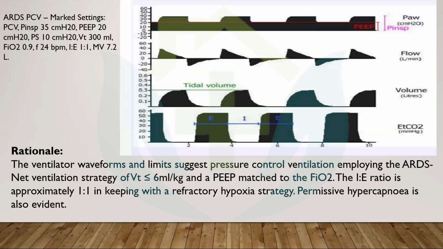What you can see in this, if you see it clearly, the inspiratory pressures are 35, PEEP is 20, pressure support is 10, and the tidal volume, if you can see in the volume, is just 300 ml. So this is a low tidal volume ventilation, and the I:E ratio is kept as 1:1. If you can see in the ETCO2 trace, the I:E ratio is 1:1. So this is ARDS-type ventilation with permissive hypercapnia in cases of refractory hypoxia. Okay.